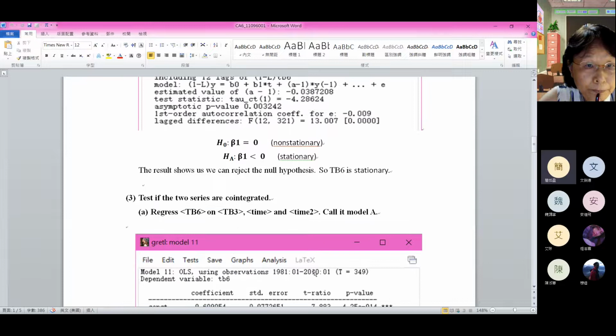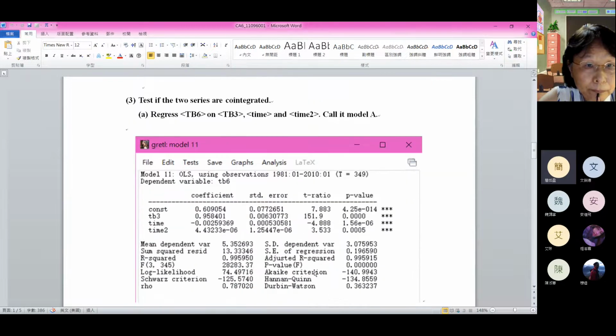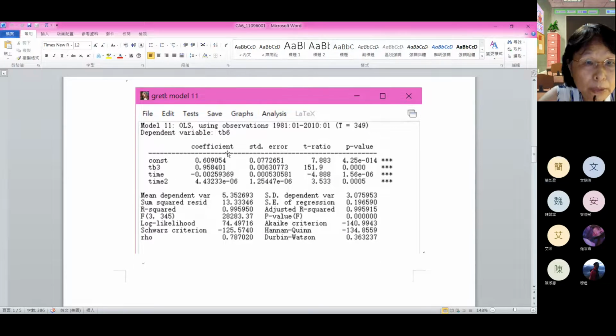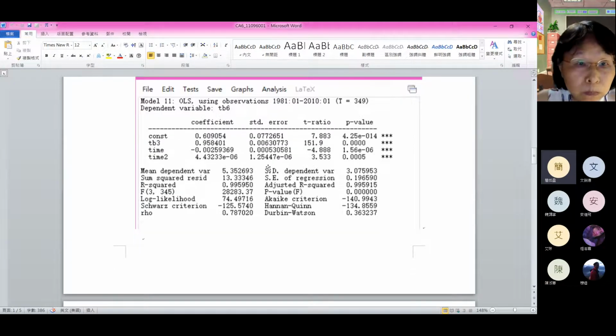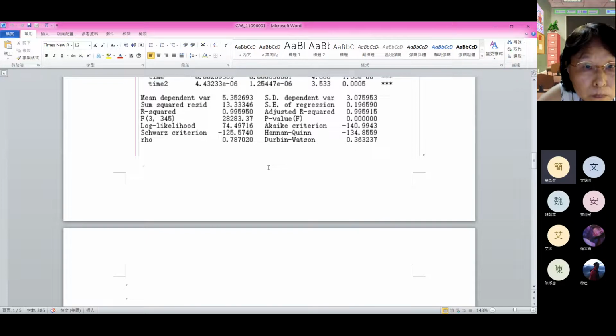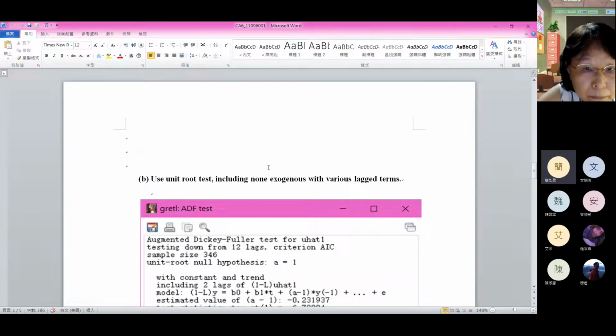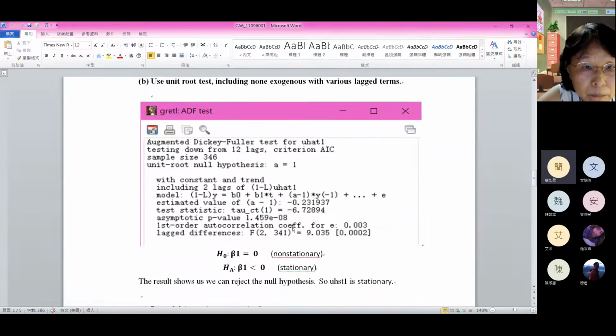And test the two series for co-integration, with the dependent variable TB6, and this is my result, which is model A. And in part B, I use the unit root test, and this is the result. We can see the result shows we cannot reject the null hypothesis, so the residual is stationary.